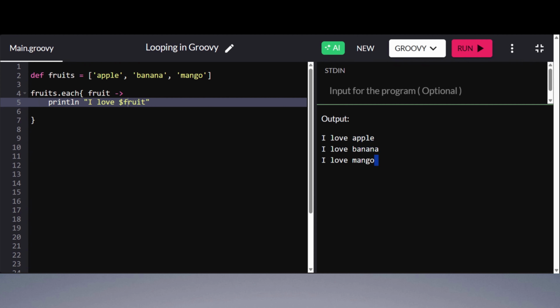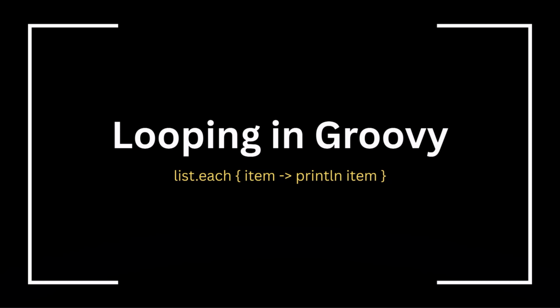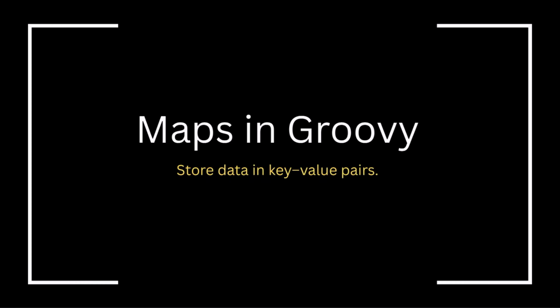The each method is one of the cleanest methods to handle iteration in Groovy. Unlike the traditional for loops, you don't need to deal with counters or indexes manually. It automatically takes care of the traversal, which makes your code shorter, readable, and expressive. This is one of the reasons Groovy is preferred for automation and scripting tasks. So while looping in Groovy, you need to use list.each, create a temporary variable, arrow mark, and then you can use the item with a dollar symbol.